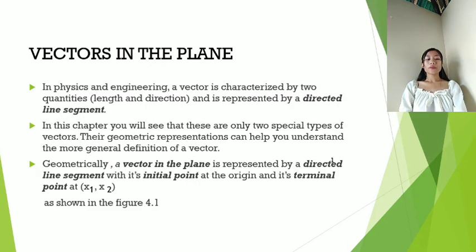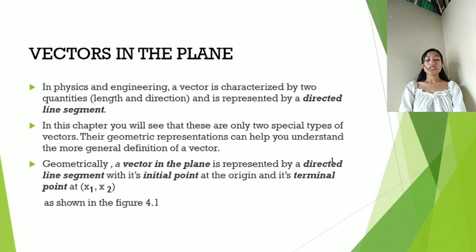Now, let's talk about the vectors in the plane. In physics and engineering, a vector is characterized by two quantities, length and direction, and is represented by a directed line segment. In this chapter, you will see that these are only two special types of vectors. Their geometric representations can help you understand the more general definitions of a vector.